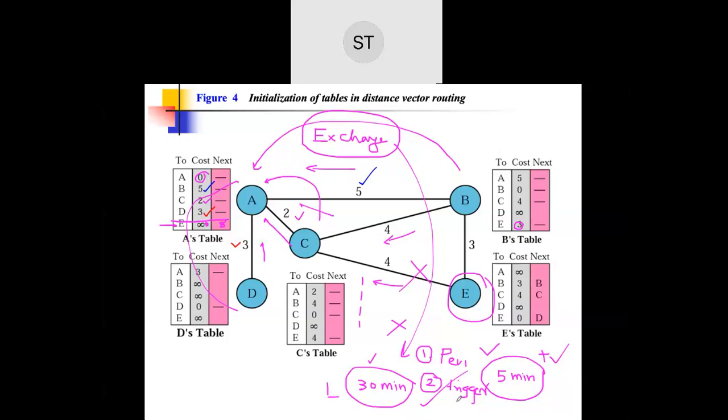Is it okay? So the method is trigger based. Whenever there is a change, then only it will exchange the table, otherwise not. Because in the periodic method, deciding the timing is a major problem. Up to this point, clear?